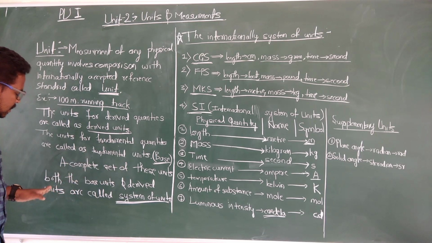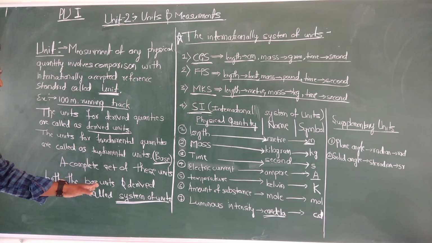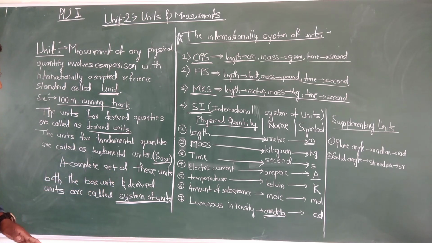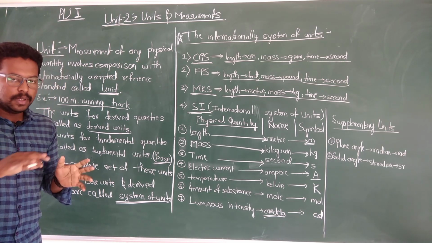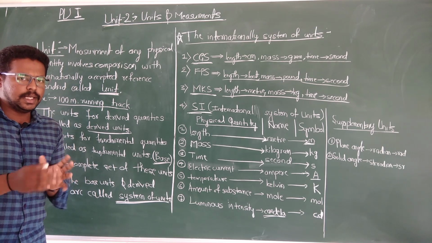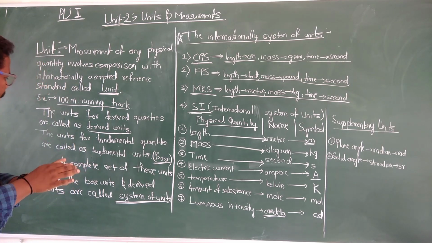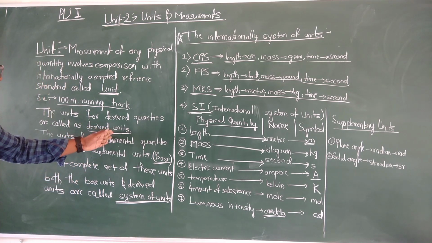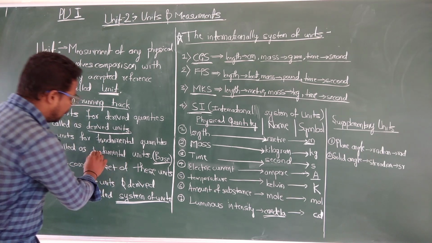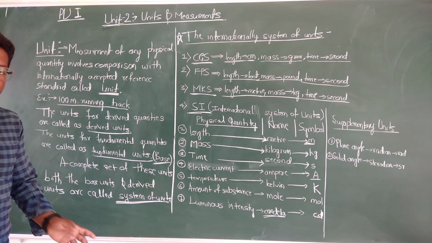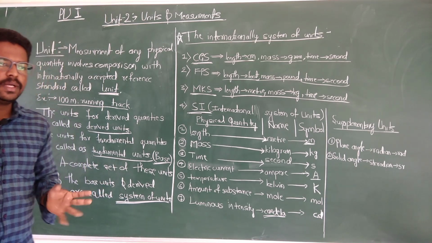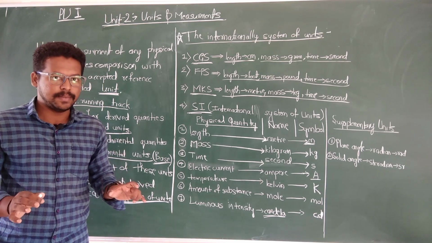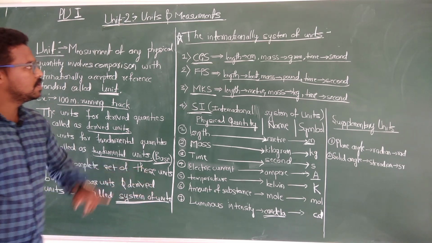So the complete set of these, both the base units and derived units, is called a system of units. The complete derived units and fundamental units are combined to give what we call a system of units.